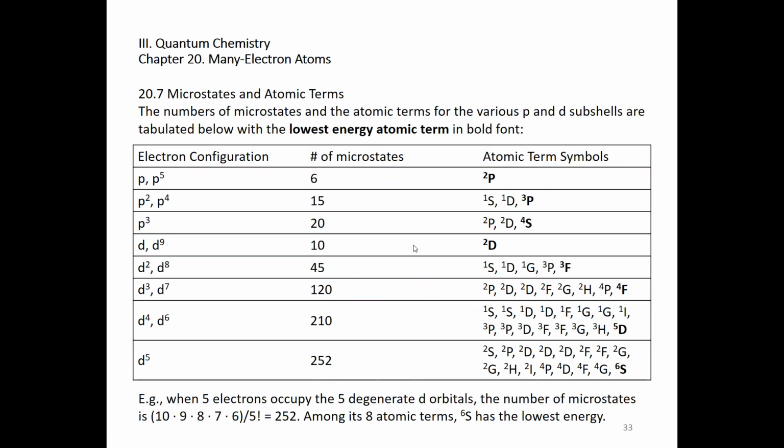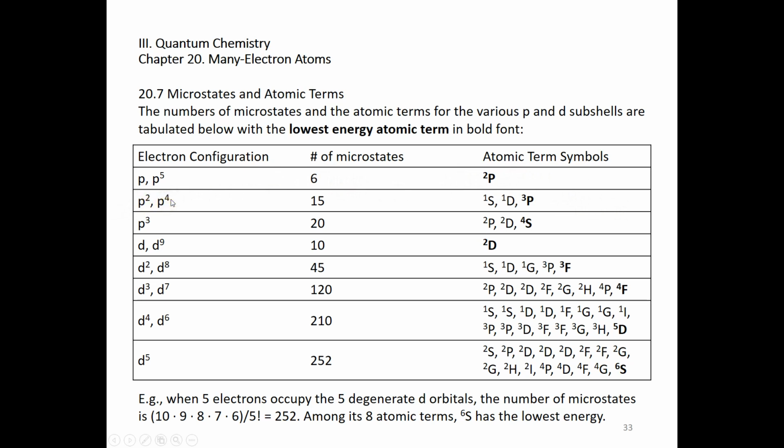Now let's look at a table of the number of microstates and the atomic terms for various subshells, with the lowest energy atomic term in bold font. So what if you have only one electron in the p orbital? Well, we have 6 options, right? So 6 microstates correspond to the 2P atomic term. When you see P, that means L is 1. When you see 2S plus 1 is 2, S is 1 half. So S is 1 half, L is 1. The number of microstates is just 2 times 3, that's 6.